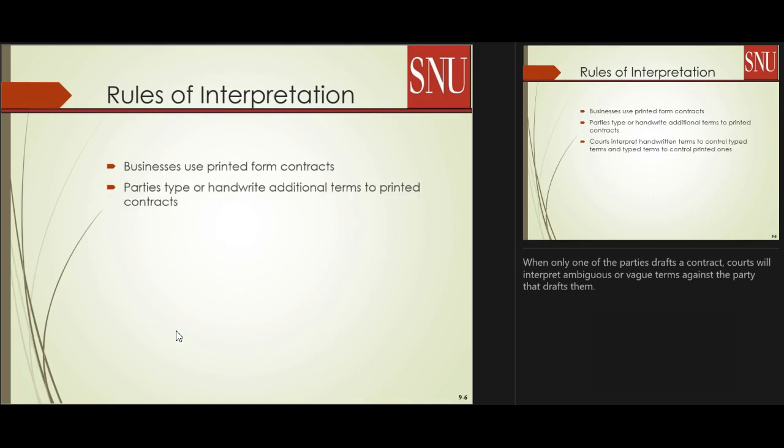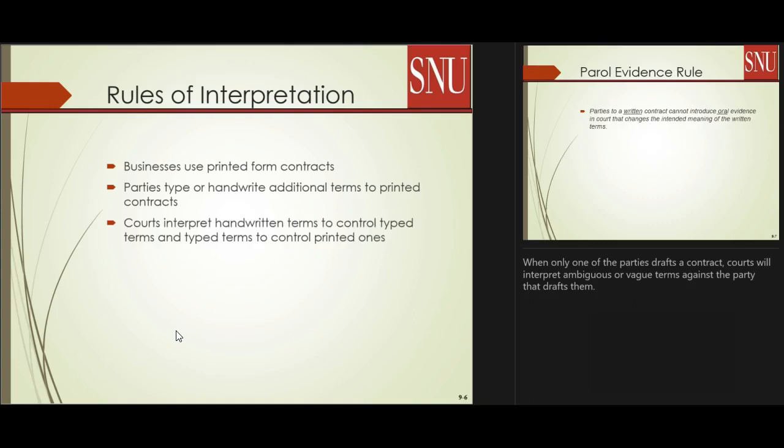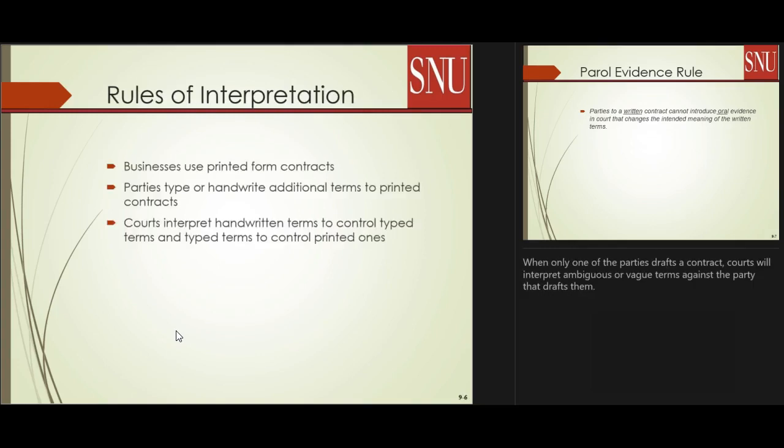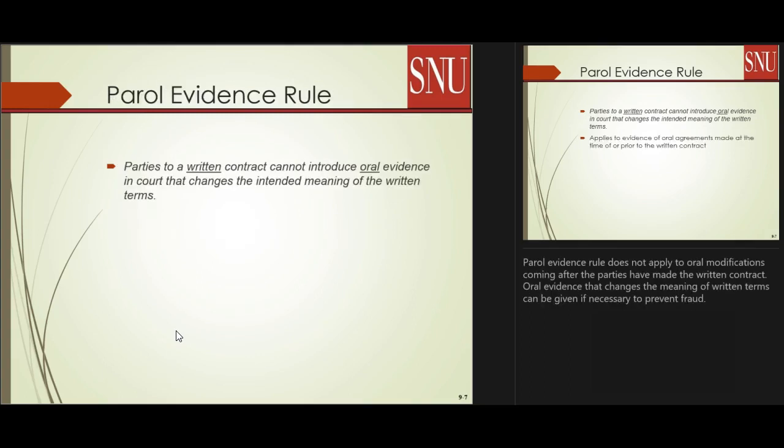When you're talking about interpretation, businesses use a lot of pre-printed contracts. Parties type or handwrite additional items to be printed on the contracts. You also have annotations on the side. You'll have initials on it. Courts interpret handwritten terms to control over typed terms, and typed terms control over printed terms. That's a hierarchy. If you're looking to see which of these terms would otherwise contradict each other, the ones that are in handwriting are the ones that the parties will have to rely on most.